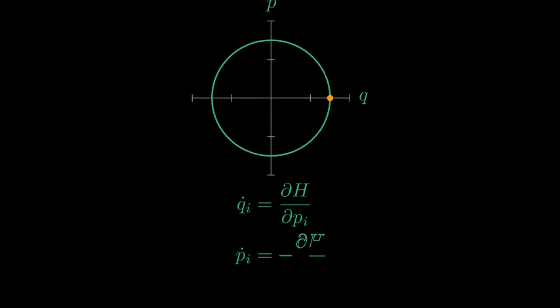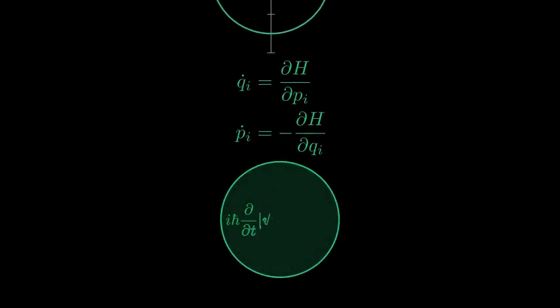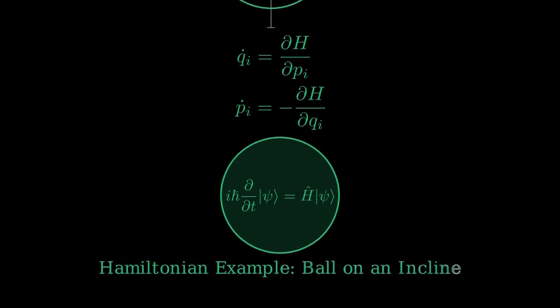Instead of the second-order Euler-Lagrange equations, Hamiltonian mechanics uses Hamilton's equations, which are first-order differential equations. q dot sub i equals partial H partial p sub i, p dot sub i equals negative partial H partial q sub i. Hamiltonian mechanics provides a natural bridge to quantum mechanics and statistical mechanics, making it invaluable for advanced physics. Let's solve our incline problem once more, now using Hamiltonian mechanics.